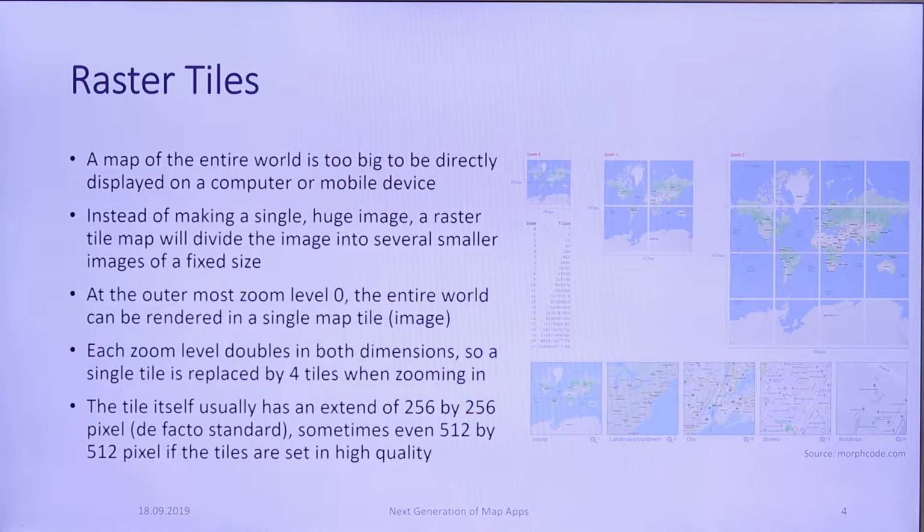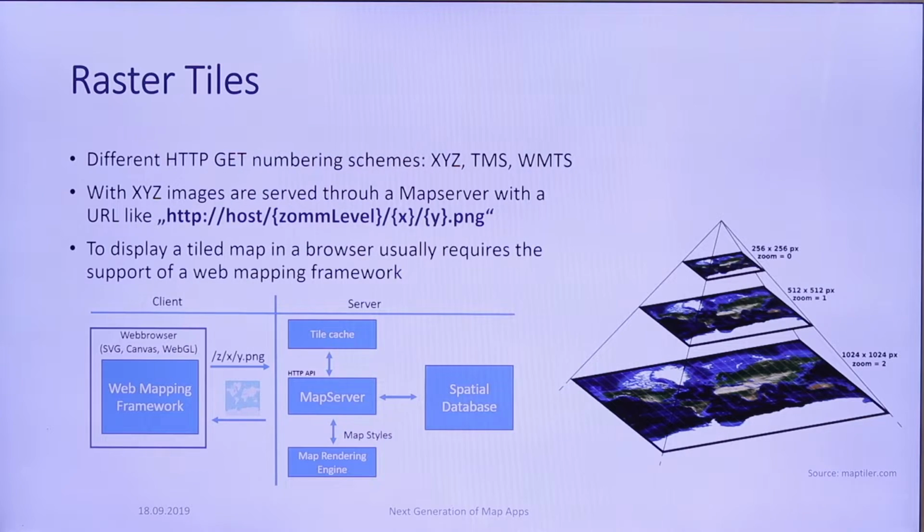And all these tiles have to be merged together into a single map. You have something like a web mapping framework, which is responsible for that. Let me say it in other words: the tiles are normally stored on something like a map server, and the web mapping framework is responsible for requesting the tiles from a map server and putting them together into a final map. There are different numbering schemes for how you can access these tiles. Normally it's a standard to do it via an HTTP GET request, and a very common standard is the XYZ standard, so you can access the whole tiles.